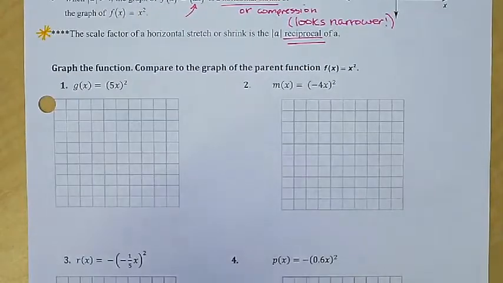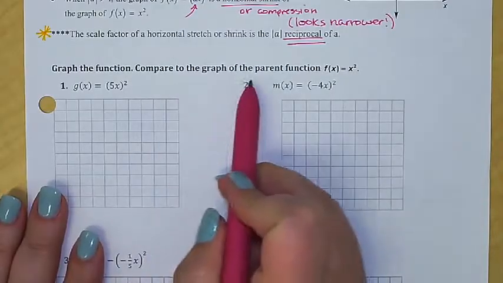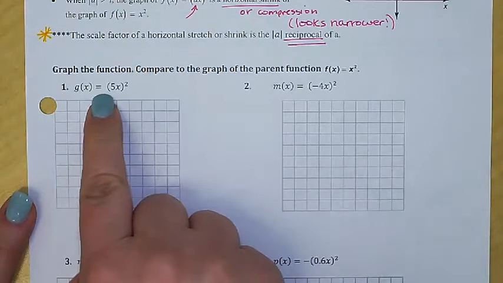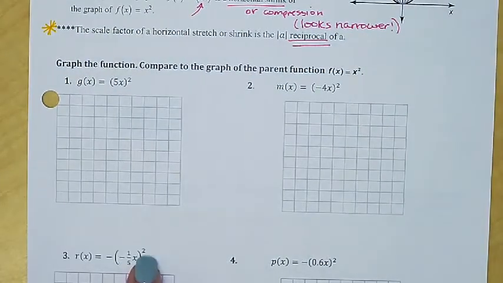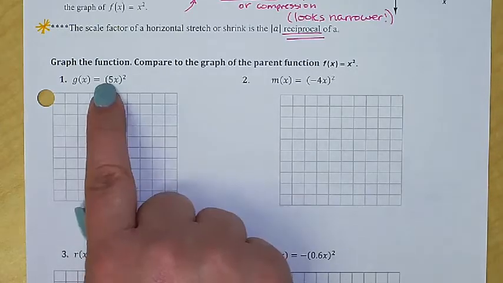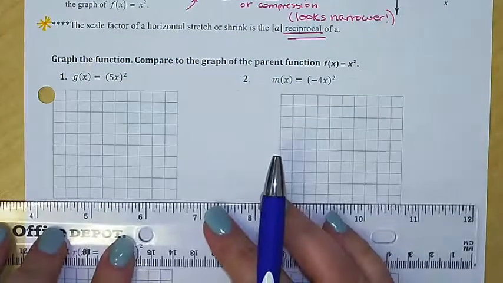Okay, let's take a look at number 1, for example. We want to graph the function, and then we want to compare the graph to the parent. Okay, so I can see that this is positive on the outside. By the way, if I have a negative on the inside like this one, once I square it, that's going to cancel out anyway. So I don't have to worry about negatives on the inside because the squaring is going to always turn them positive, but I do need to worry about the ones on the outside. Okay, so on the outside, this is positive. That means I expect an upward opening parabola.